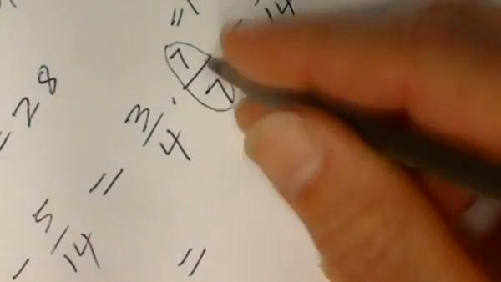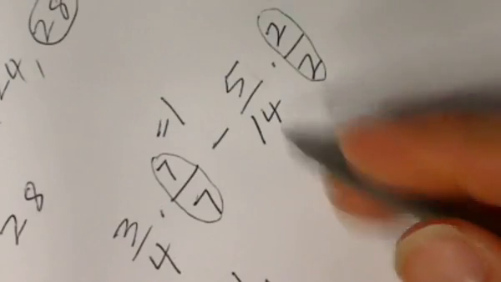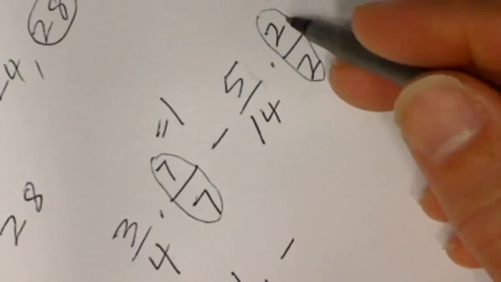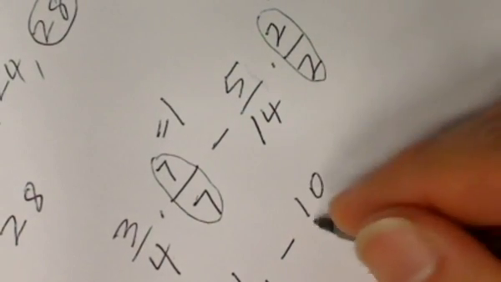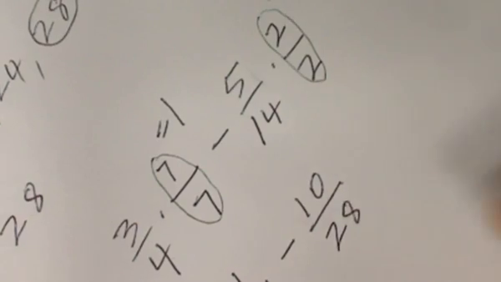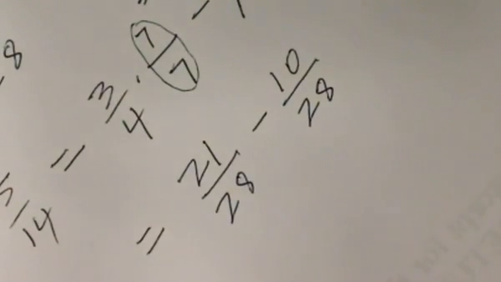You have 3/4 times 7 over 7. 3 times 7 is 21. Over 4 times 7 is 28. Minus, you have 5/14 times 2 over 2. 5 times 2 is 10. 14 times 2 is 28. Now you have new fractions with common denominators.